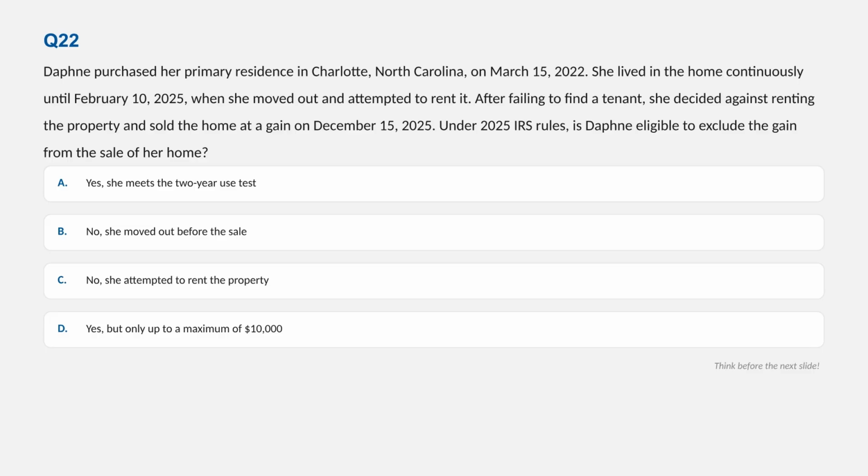December 15th, 2025. Under 2025 IRS rules, is Daphne eligible to exclude the gain from the sale of her home? A. Yes, she meets the 2-year use test. B. No, she moved out before the sale. C. No, she attempted to rent the property. D. Yes, but only up to a maximum of $10,000.